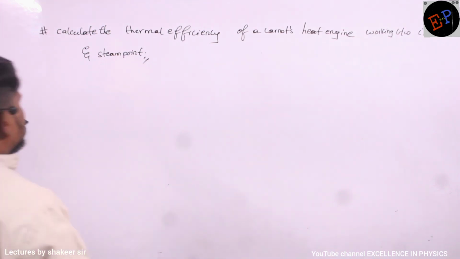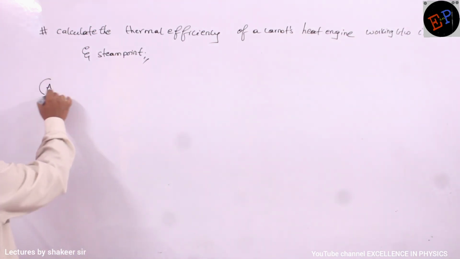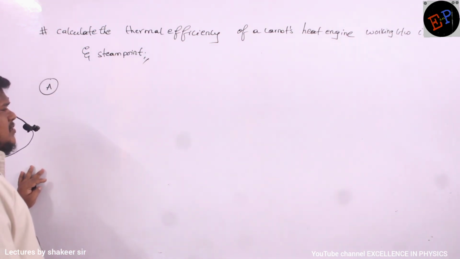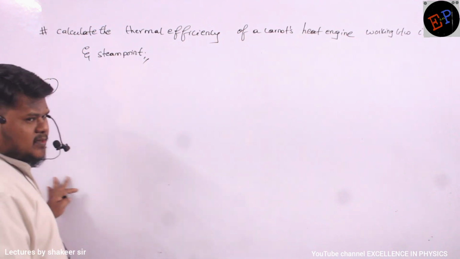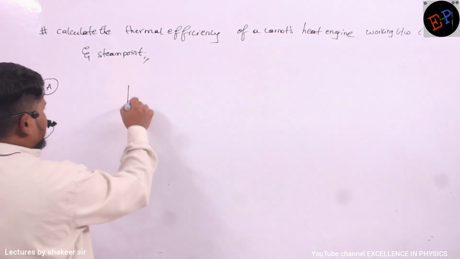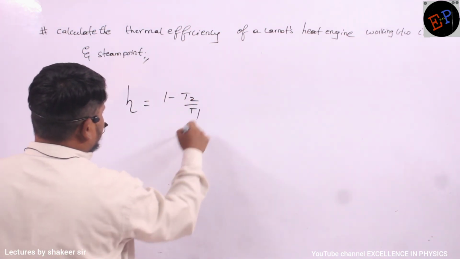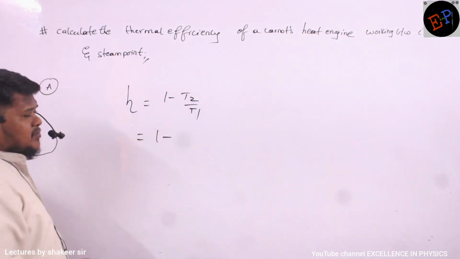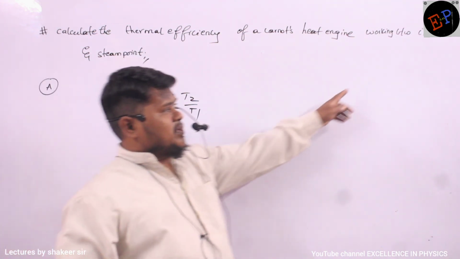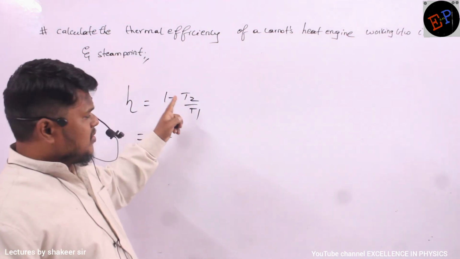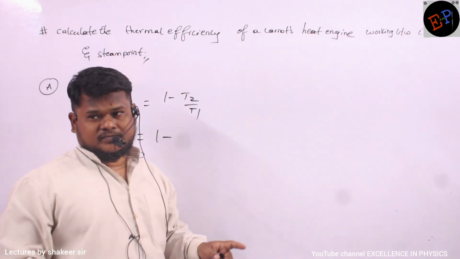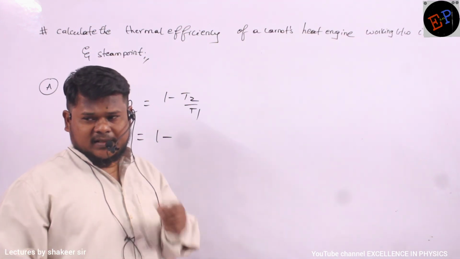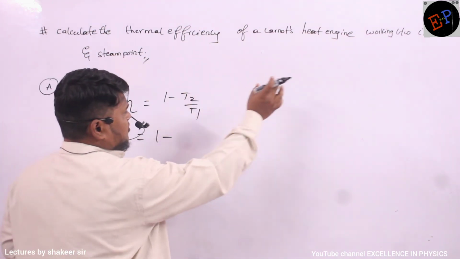Calculate the thermal efficiency of a Carnot's heat engine working between ice and steam point. What is meant by ice point and steam point? 0 degrees Celsius and 100 degrees Celsius. That is the meaning of this one, no? So efficiency is equal to 1 minus T2 divided by T1. T2 means what? Ice temperature or steam temperature? Ice temperature. T2 is the lesser temperature, no? T2 is always temperature of sink. Sink means always it will be at lower temperature. So T2 means ice point.